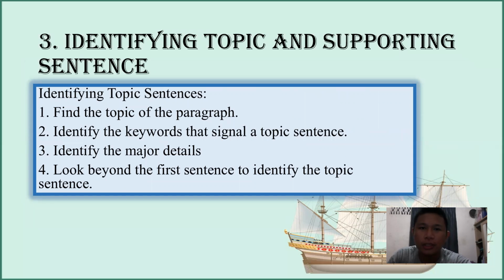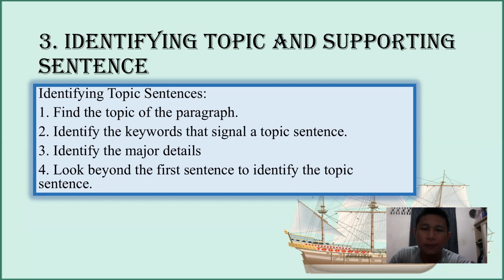Identifying topic and supporting sentence. The topic sentence is the main point, or the controlling idea, of the paragraph. So in this lesson, I will tell you guys about identifying an author's topic sentence and how to write our own. If we cannot identify the topic sentence of a paragraph, our comprehension will suffer since we will not be able to understand the author's main idea.